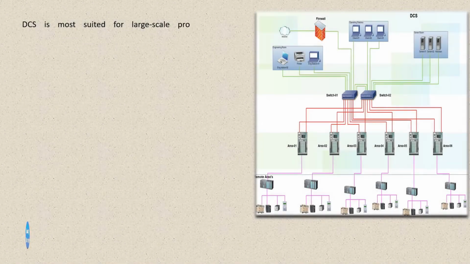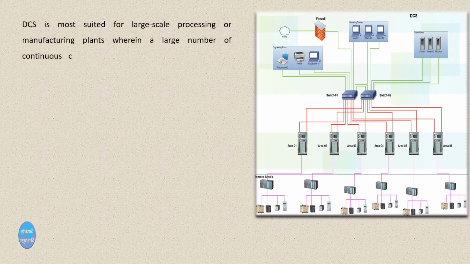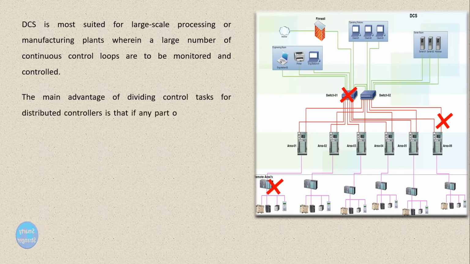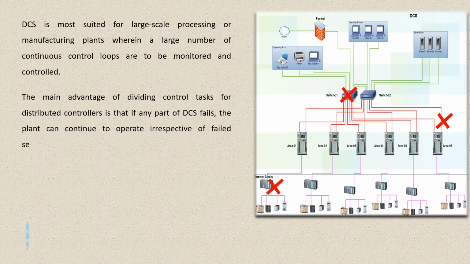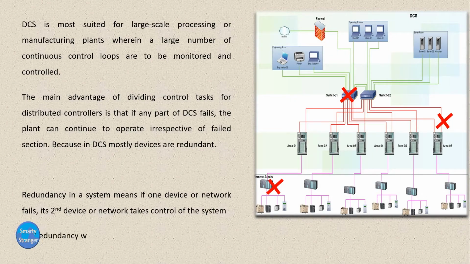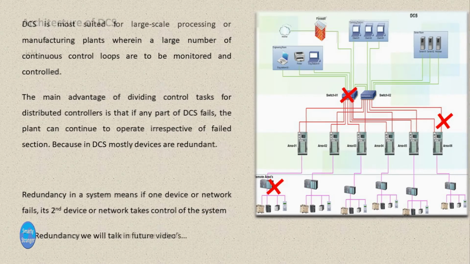DCS is most suited for large-scale processing or manufacturing plants wherein a large number of continuous control loops are to be monitored and controlled. The main advantage of dividing control tasks for distributed controllers is that if any part of DCS fails, the plant can continue to operate irrespective of the failed section, because in DCS mostly devices are redundant. Redundancy in a system means if one device or network fails, its second device or network takes control of the system. On redundancy, we will talk in future videos.